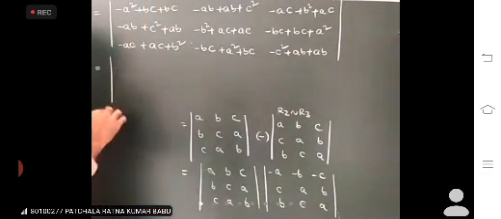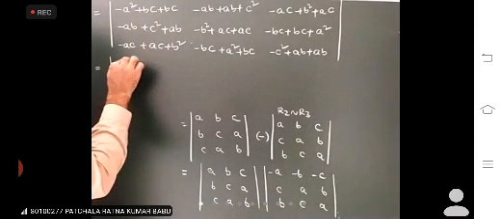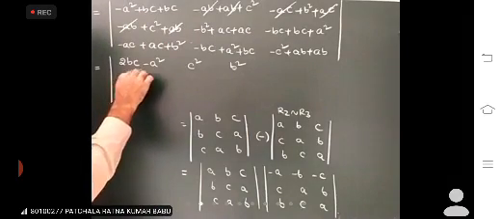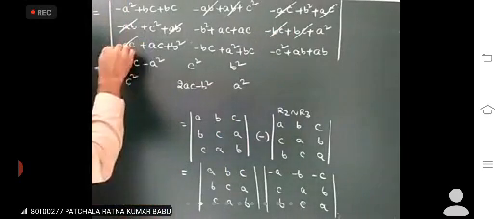Okay. Here we observe that positive terms, BC plus BC, 2BC, minus A squared. Okay. Here minus AB plus AB cancel, we get C square. Here minus AC plus AC cancel, we get B square. In second row, minus AB plus AB cancel, we get C square. Here AC plus AC 2AC minus B square. Minus BC plus BC cancel, we get A square. Minus AC plus AC cancel, we get B square. Minus BC plus BC cancel, we get A square. AB plus AB 2AB minus C square.